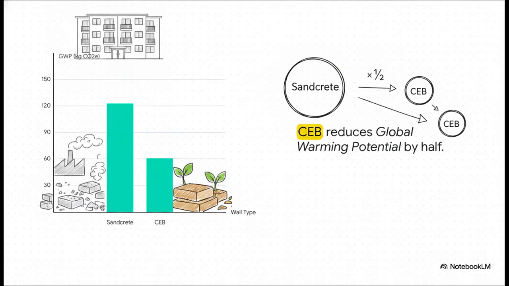Let's apply this to the real world. Looking at external walls for a 100-unit residential estate, compressed earth block, or CEB, has roughly half the environmental impact of conventional sandcrete. It generates just 61 kilograms of CO2 equivalent compared to sandcrete's 123 kilograms, and it requires exactly half the primary energy demand.